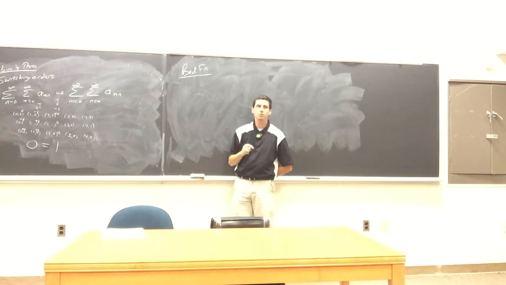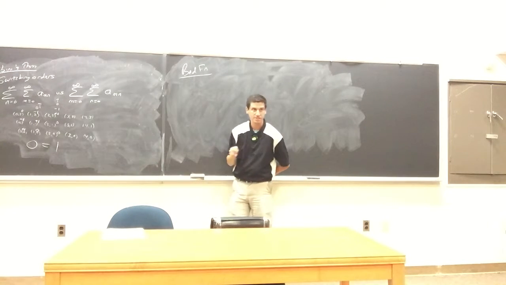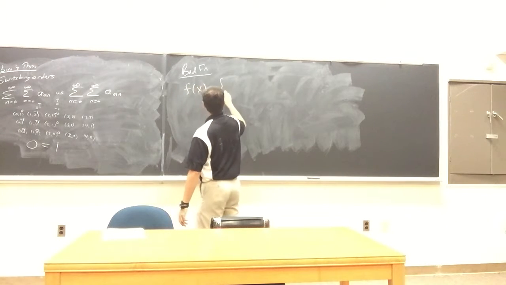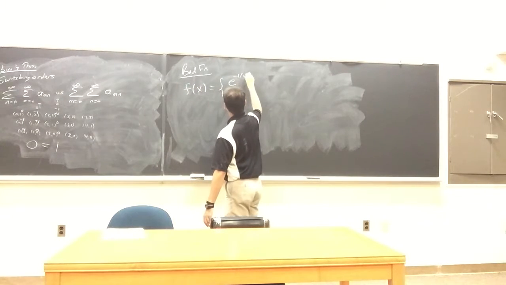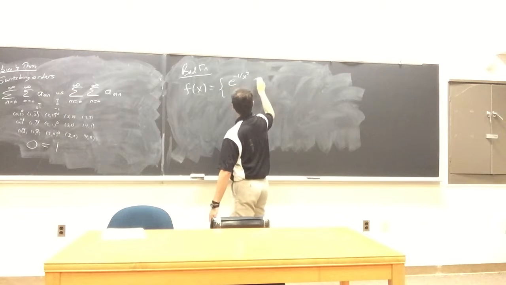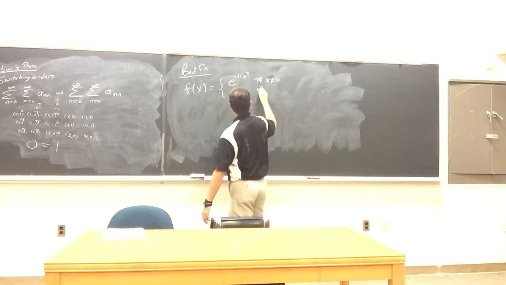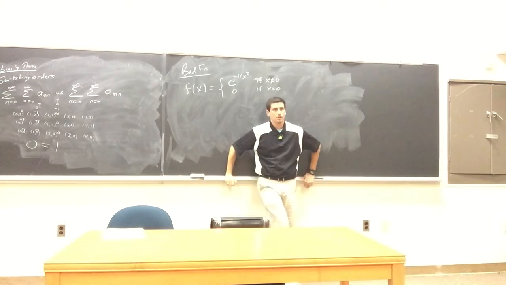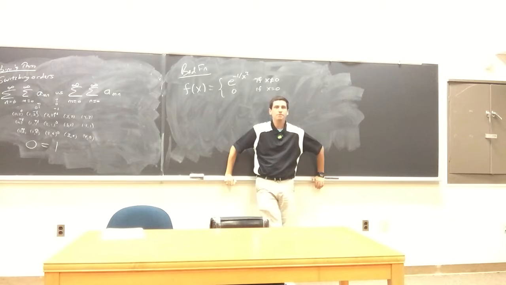So this one function tells you why real analysis is such a hard subject. I'm going to define f of x to be e to the negative 1 over x squared if x does not equal 0, and 0 if x equals 0. Okay? Let's think about what's going on. There's only one point where this function has issues. As long as we stay away from x equals 0, this function is fine.